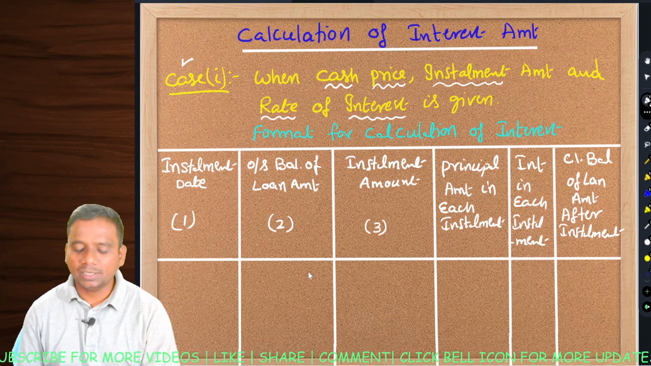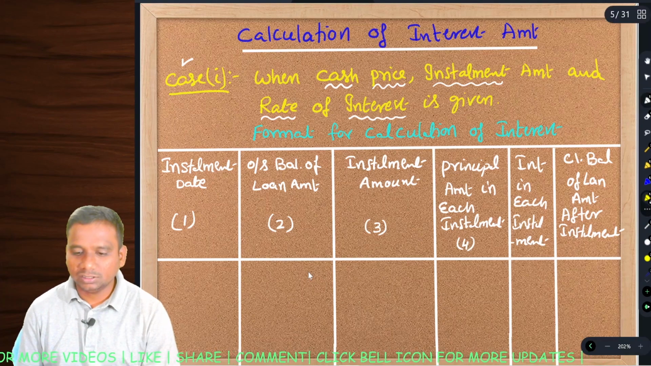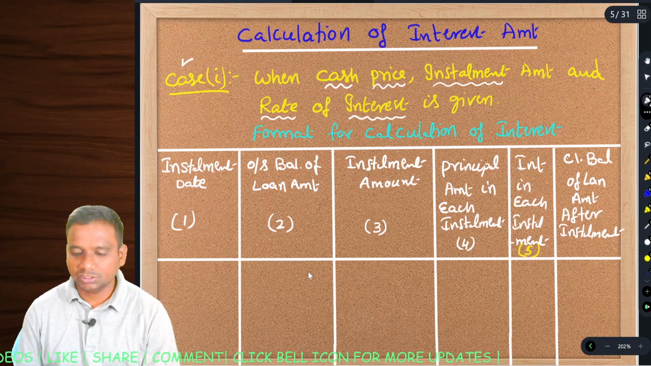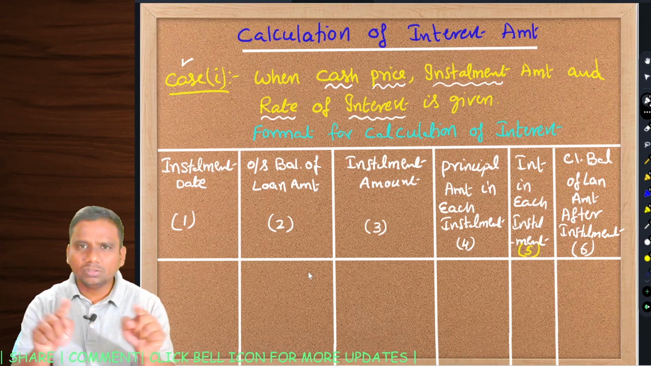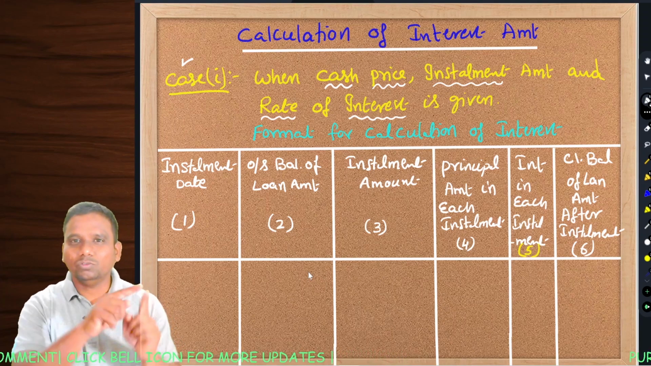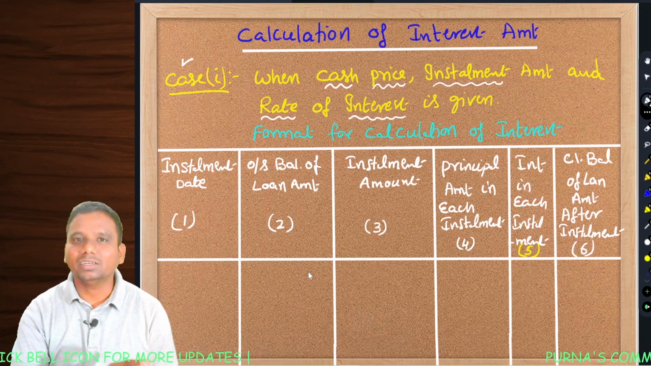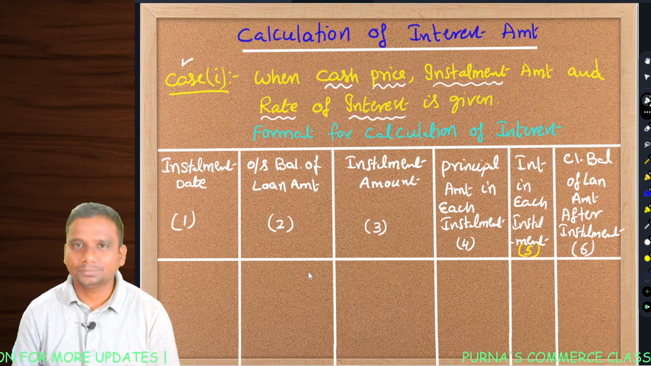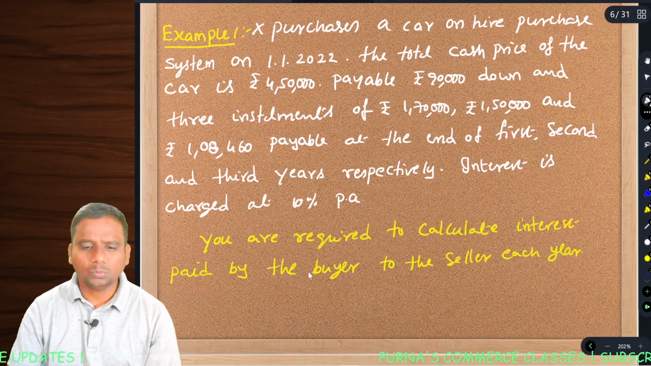Next, principal amount in each installment. This you should calculate, and the main calculation is the interest calculation, which you should also calculate. And the last, sixth one, closing balance of loan amount after installment. If you observe this format, it is nothing but the Excel sheet format. In the previous video, we prepared one format in the Excel sheet. That format and this format are both the same. Try to understand.